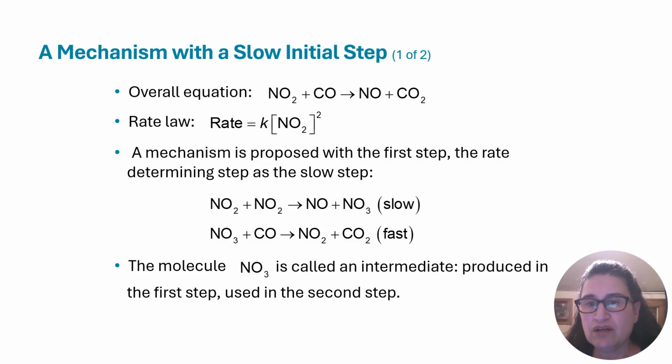All right, so here is one where they give me a reaction. This is the proposed rate law, which says that it's second order with respect to NO2. So a proposed mechanism is the one shown below, where this is the rate determining step and the second step is faster. And we can see that we form NO3, but it's used up in the next step. So that means NO3 is an intermediate.